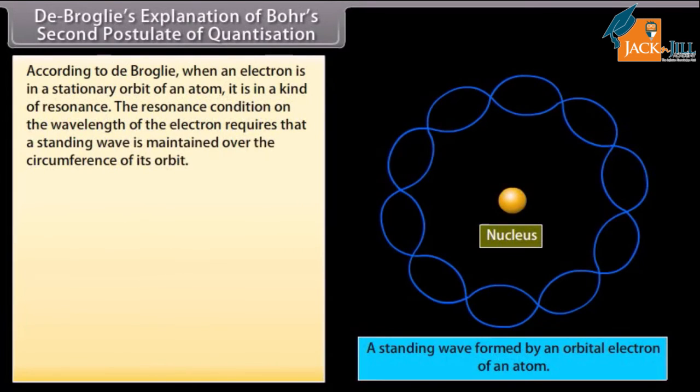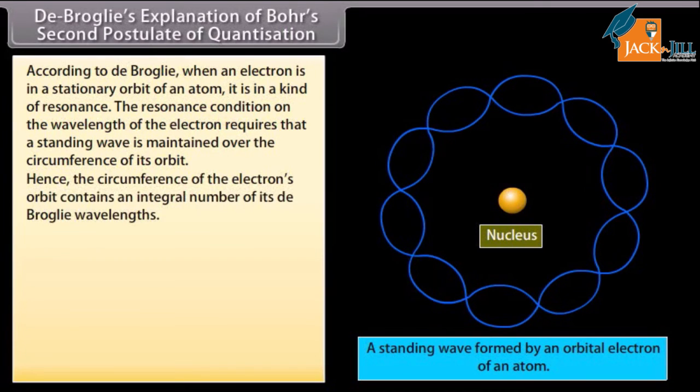De Broglie's explanation of Bohr's second postulate of quantization. De Broglie explained the quantization condition on angular momentum of an orbiting electron. According to De Broglie, when an electron is in a stationary orbit of an atom, it is in a kind of resonance. The resonance condition on the wavelength of the electron requires that a standing wave is maintained over the circumference of its orbit. Hence, the circumference of the electron's orbit contains an integral number of its de Broglie wavelengths.